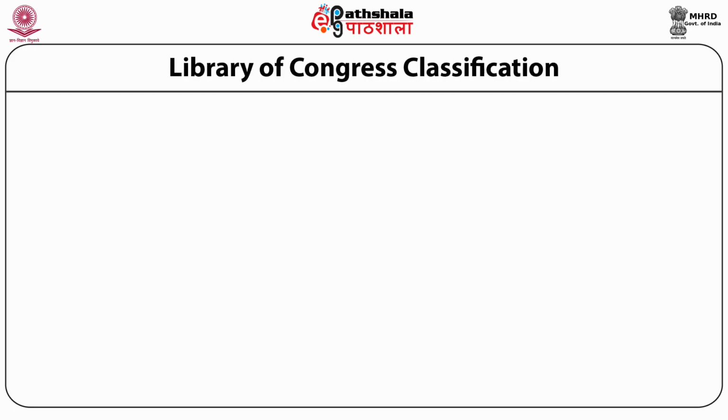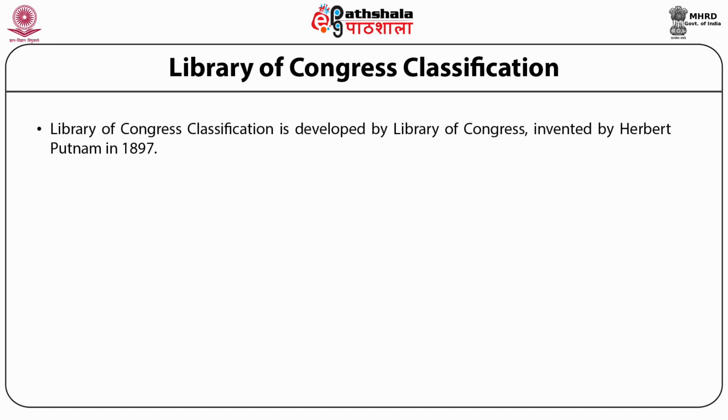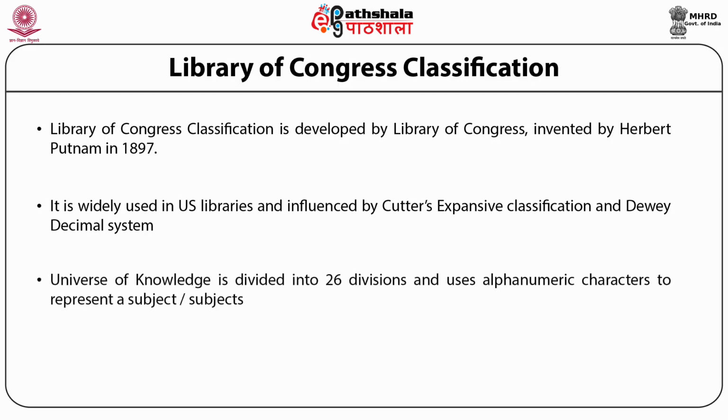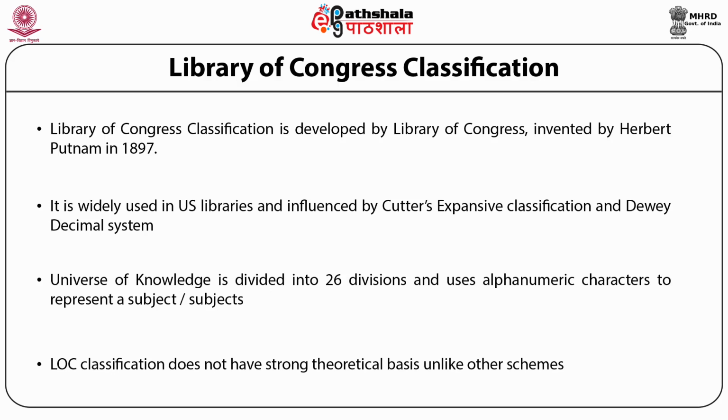Library of Congress Classification. Library of Congress Classification was developed by the Library of Congress by a person named Herbert Putnam in 1897. It is widely used in United States libraries and is influenced by Cutter's Expansive Classification and the Dewey Decimal System. The universe of knowledge here is divided into 26 divisions and uses alphanumeric characters to represent a subject or subjects. The Library of Congress classification does not have any strong theoretical basis, unlike many other schemes.